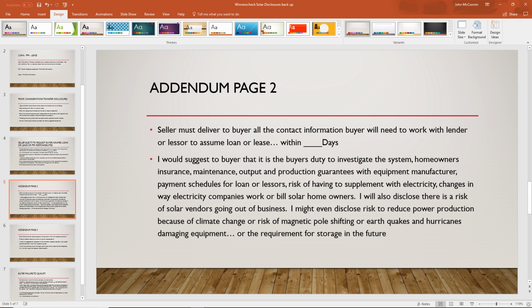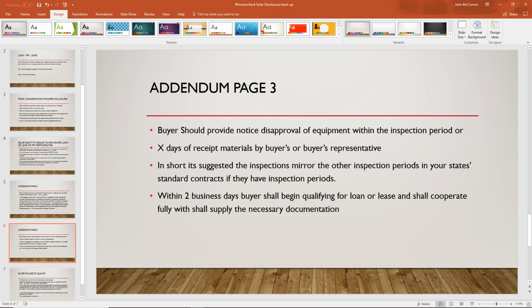I'm sorry, I clicked through this when I was trying to go forward. Okay, so now other things to consider in your addendum. Buyer should provide notice of disapproval. Basically, what I'm saying is you probably want to adopt, like in California, there's an inspection provision, and you might want to mirror that with respect to the solar equipment. So if they're not happy with their inspection, they give notice within the contingency approval time.